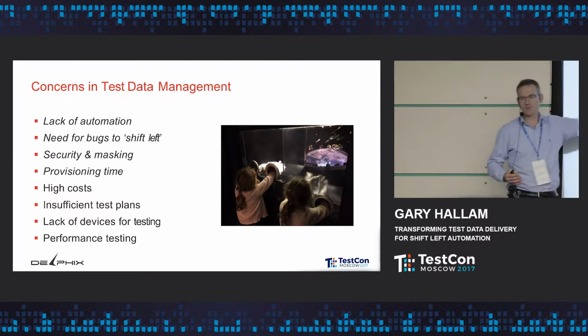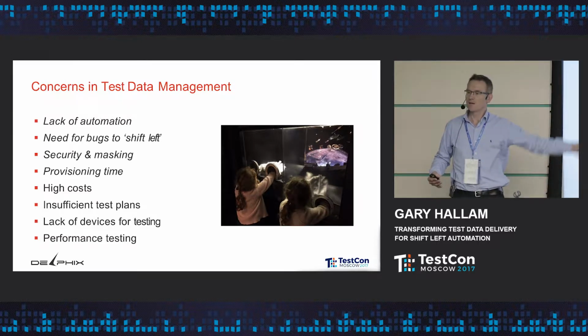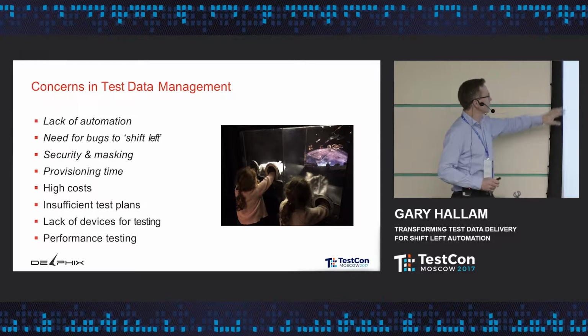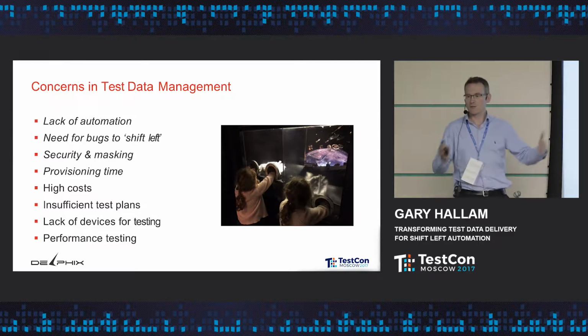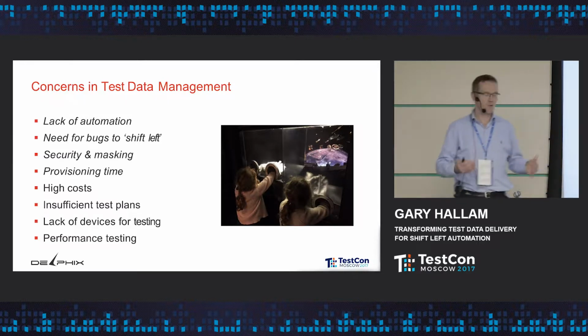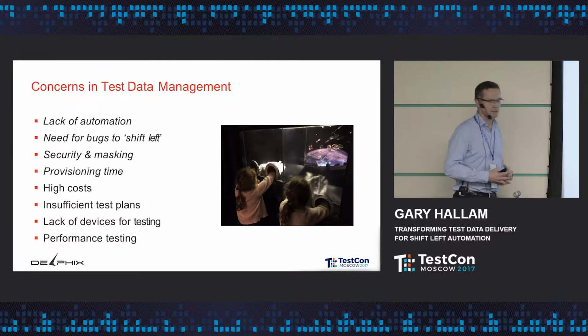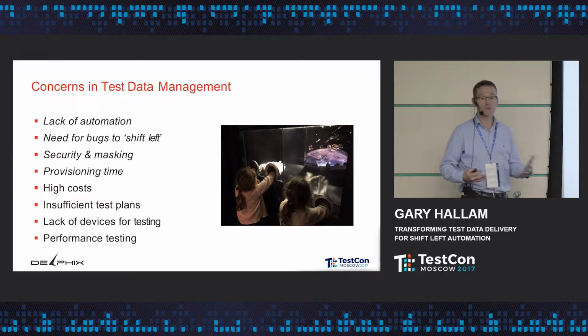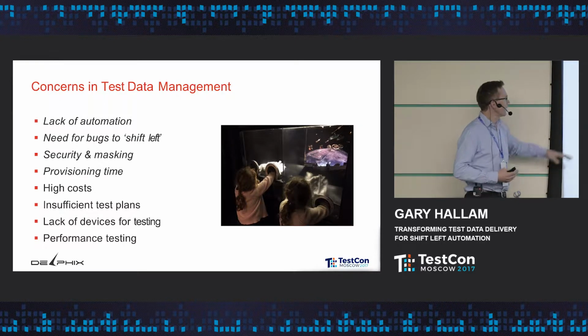Need for bugs to shift left. And that means find the bugs when the developer develops the code rather than when we get to user acceptance testing. There's an issue with security and masking. We want to use production data, but there are a lot of regulations that are coming into force these days and means we can't use production data unless it's masked or pseudonymized. There's a new word that came out in the UK recently.